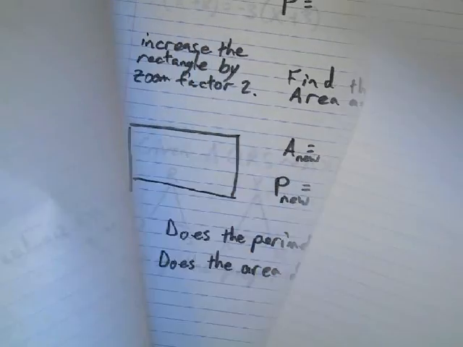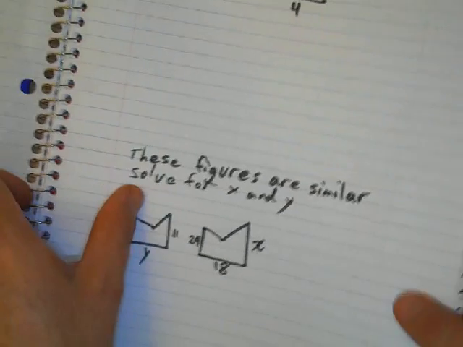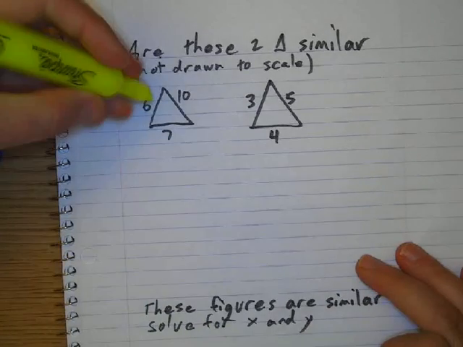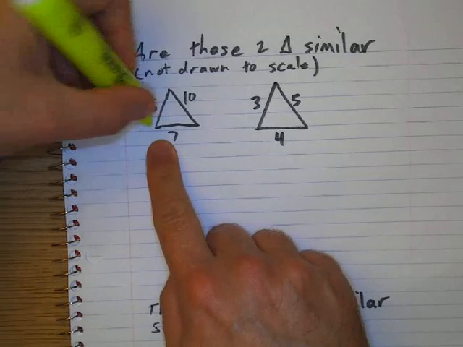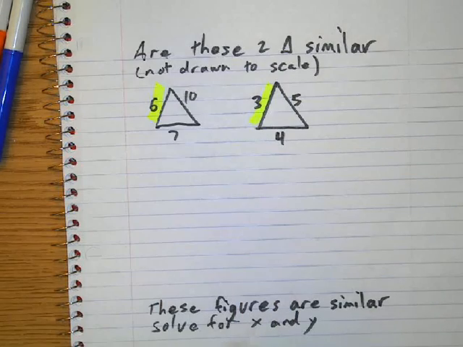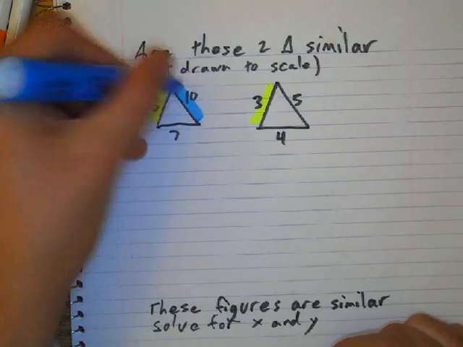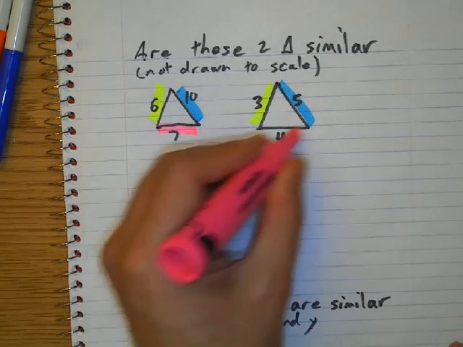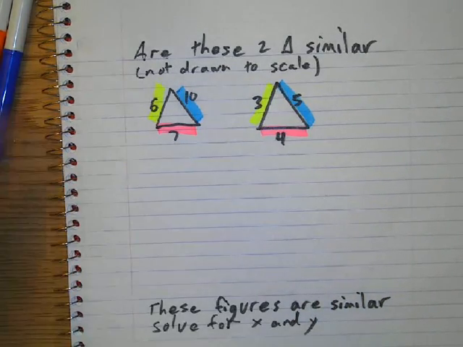Oh my gosh, we've got more to do. Are these triangles similar? Okay, so you need to set up the ratios. The smallest side here is 6. The smallest side here is 3. The longest side is 10. The longest side here is 5. And this one would have to be congruent to this one.